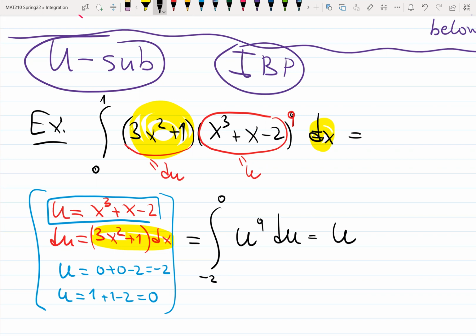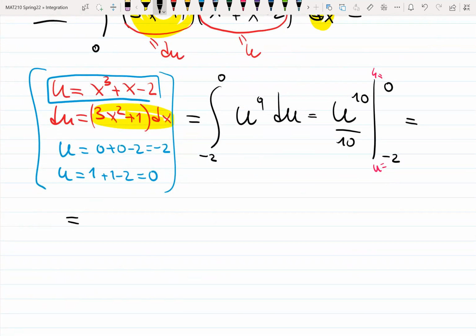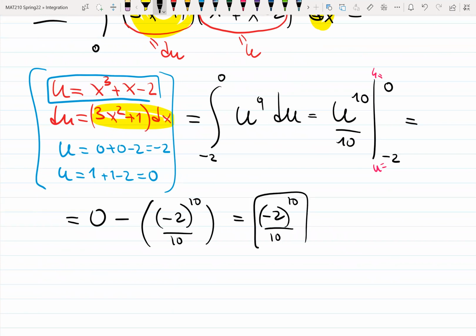That is u to the 10 over 10, and you plug new numbers into u because they have to match. That will give you 0 minus, put parentheses, that's important, minus 2 to the 10 over 10. So the answer is minus minus 2 to the 10 over 10, which is actually just 2 to the 10 over 10.